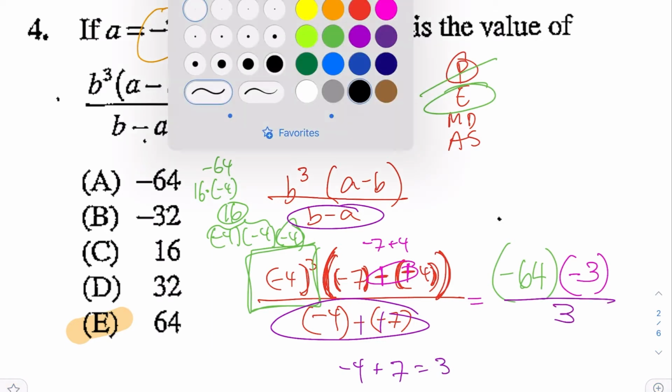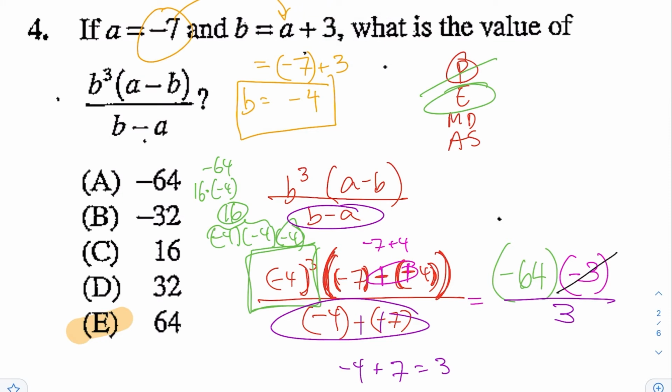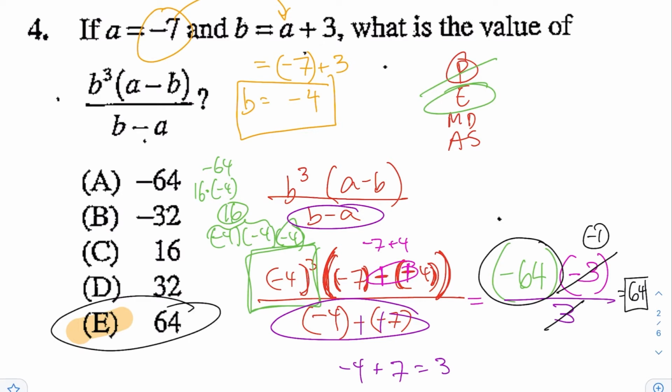And now you can finally cross simplify. Negative 3 and positive 3 can cancel out. And you get a factor of negative 1 left over. And negative 1 times negative 64 is positive 64. And that's choice E. So after doing a whole bunch of these operations, you eventually get to question number 64.